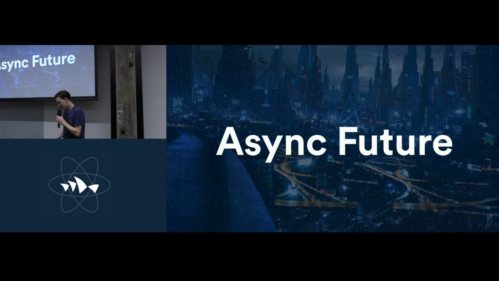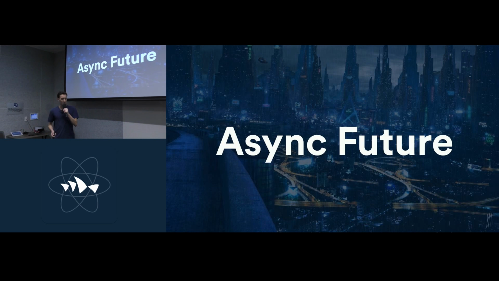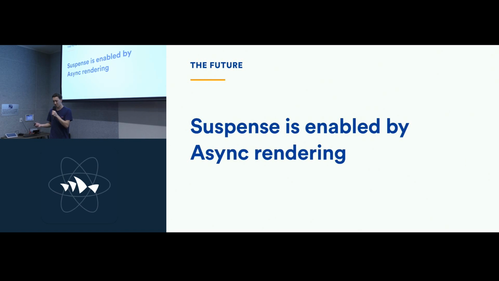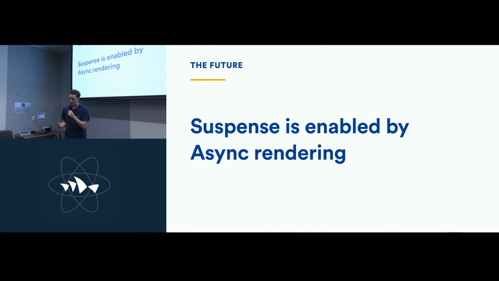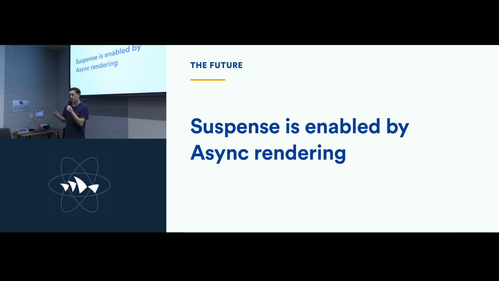So what does an async future look like? We have suspense, we have async rendering, all the things. I think it looks pretty bright. Suspense is the first feature that we've seen that has kind of been unlocked by async rendering. It has been unlocked because React can now pause and go off and do something else while we're waiting for the data to come back, which just wasn't possible with the current rendering strategy in React. So I'm very excited for this to come out, and I'm super excited to see what people do with these features once they actually drop.